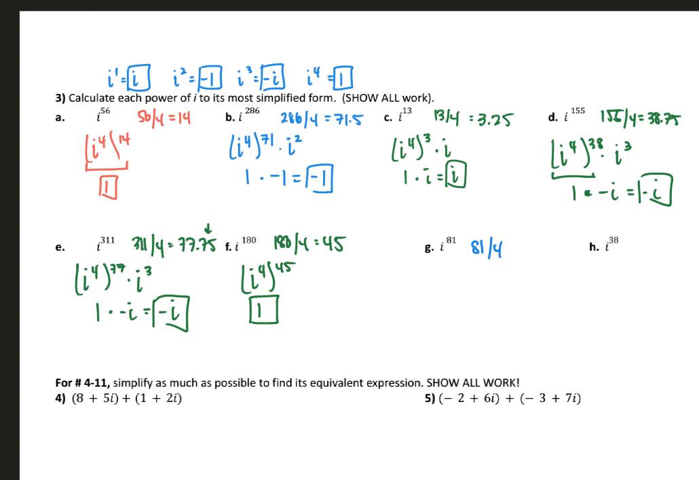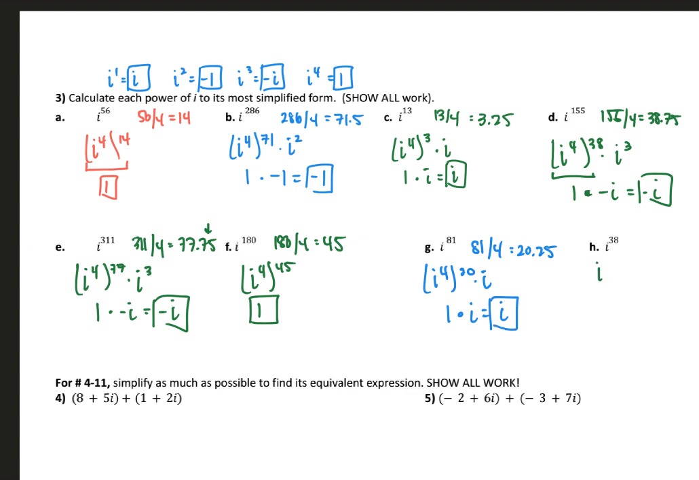81 divided by 4 is 20.25. So we're going to write this as i to the fourth to the 20th power, and we need 1 more i to get to 81. So this is going to be 1 times i, which is just equal to i.